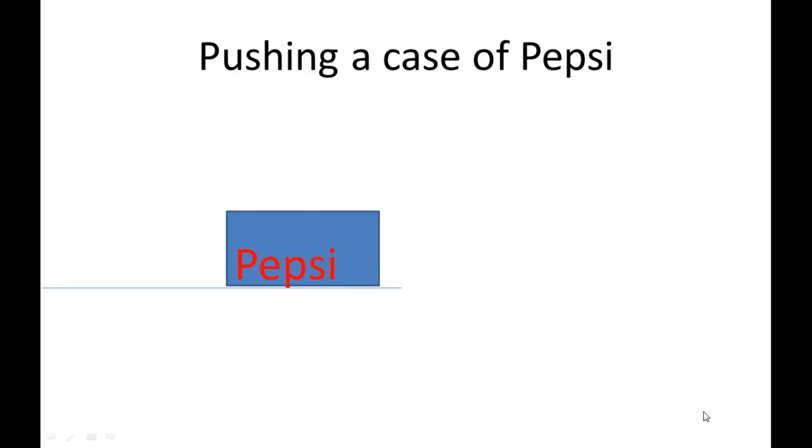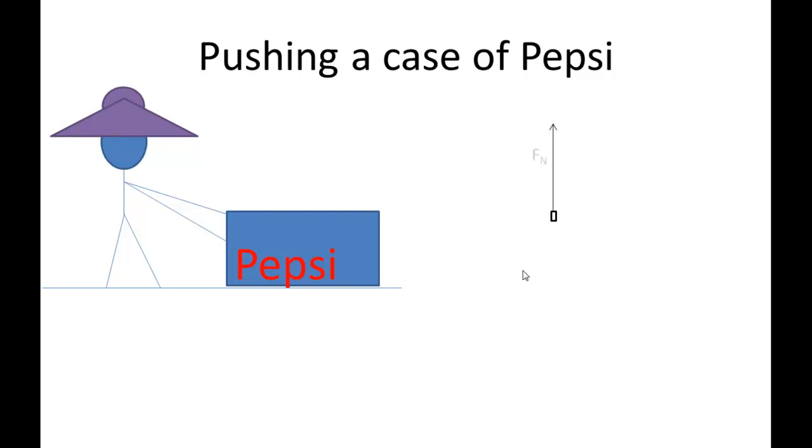So, let's say Mr. Klingler wants to push the case of Pepsi, push down on it from behind. Well, definitely we can imagine that he would exert a force downwards, as well as horizontally. This would increase the normal force exerted on the case, since the floor, or table, or whatever, will have to exert a greater force back upwards to counteract the combined downwards force of Mr. Klingler's biceps and the force of gravity.